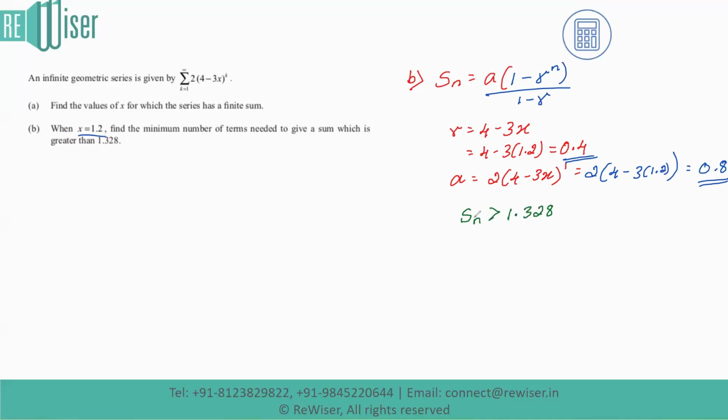If I substitute this information in the sum of n terms, that's going to be a, which is nothing but 0.8, times (1 minus 0.4 to the power of n), and the entire thing divided by 1 minus 0.4, which is nothing but 0.6. And this must be greater than 1.328. And we have to use our calculator to solve this.